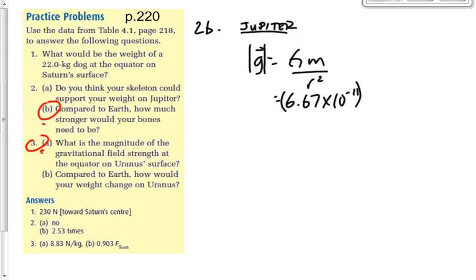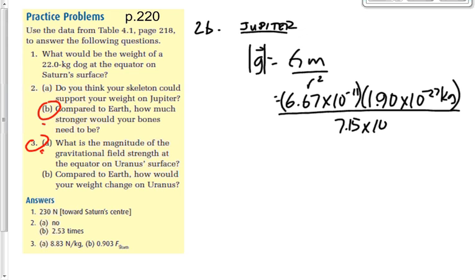What is it? Somebody's got to have that written down. 1.90 times 10 to the 27. Thank you. And the radius of Jupiter, in other words, from the center of the planet to the surface at the equator, is what? Times 10 to the, thank you. And we're going to square that, right? We get a gravitational field strength of what? I'm going to guess about 25. Is it somewhere in the range of 25 when we do this math?